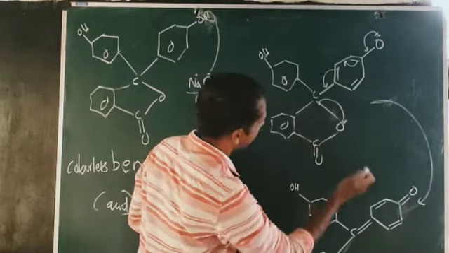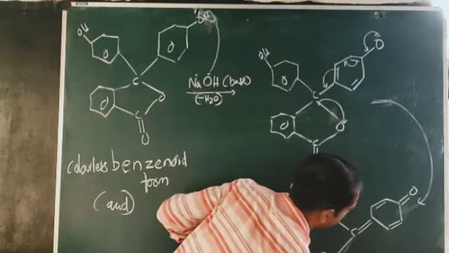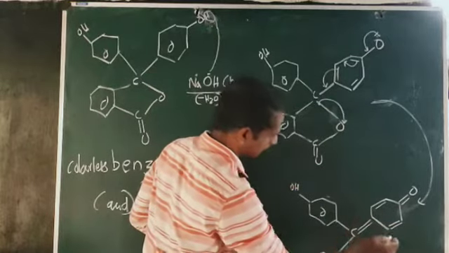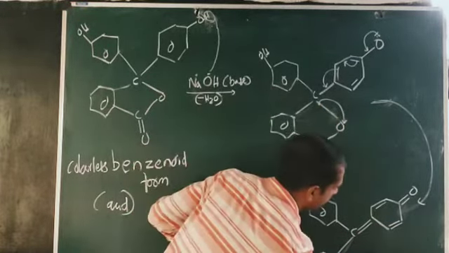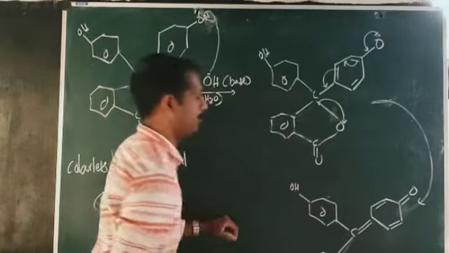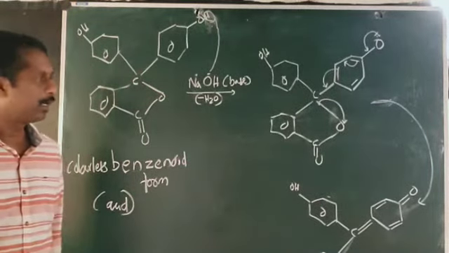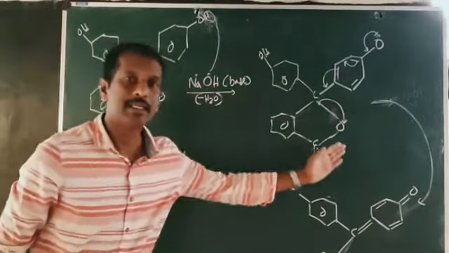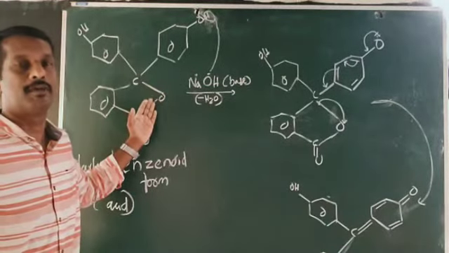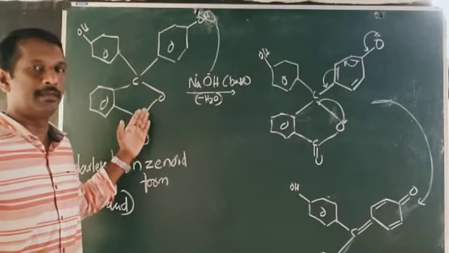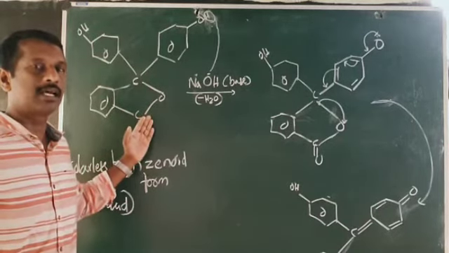Since this bond is breaking from here, here it will become O, and this bond is moving to oxygen. It is getting a pair of electrons and a negative charge. Clear? This rearrangement is important. So this is the colorless benzenoid form. That is in acidic medium. In acidic medium, phenolphthalein is colorless.